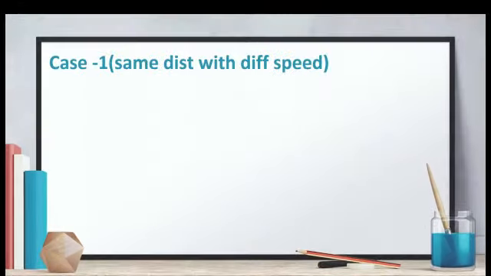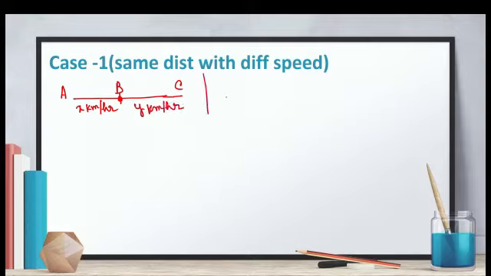Okay. Now it comes to case 1, where same distance with different speed. Suppose a car moves from A to B and then it moves from B to C. When it moves from A to B, the speed is x kilometer per hour, and when it moves B to C, the speed is y kilometer per hour.